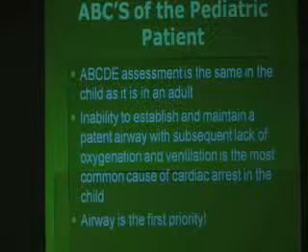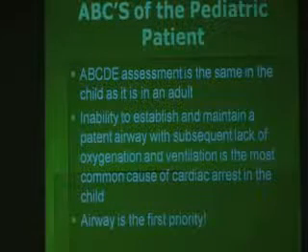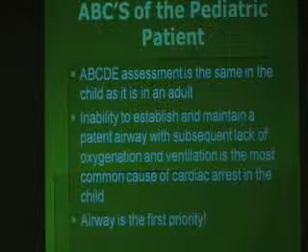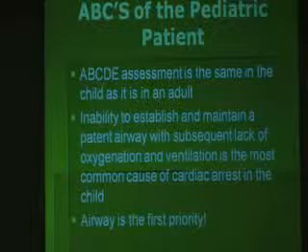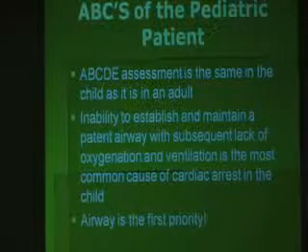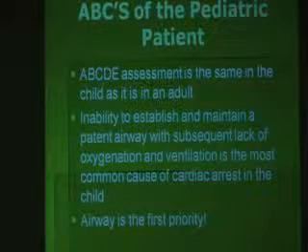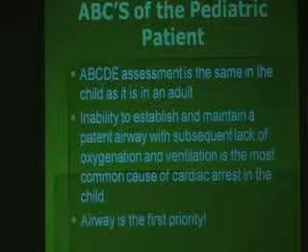So the A, B, C, D's, E's are always the same. We actually add F in for pediatric patients, and that's for family, and we'll talk about that in a minute. You want to make sure that you can maintain a patent airway if you don't have adequate oxygenation and ventilation, because once these kids start to lose their airway, they're going to code. It's not like an adult. An airway is always first priority.